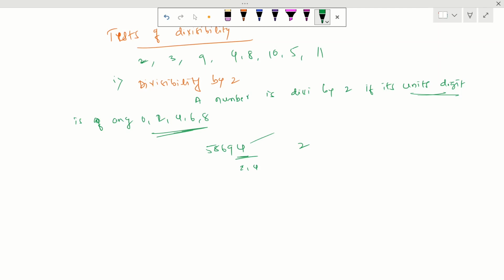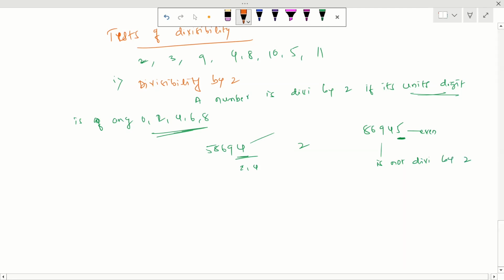And one more example I will give here, 86945. Its unit digit is not even. Then we can say this number is not divisible by 2.